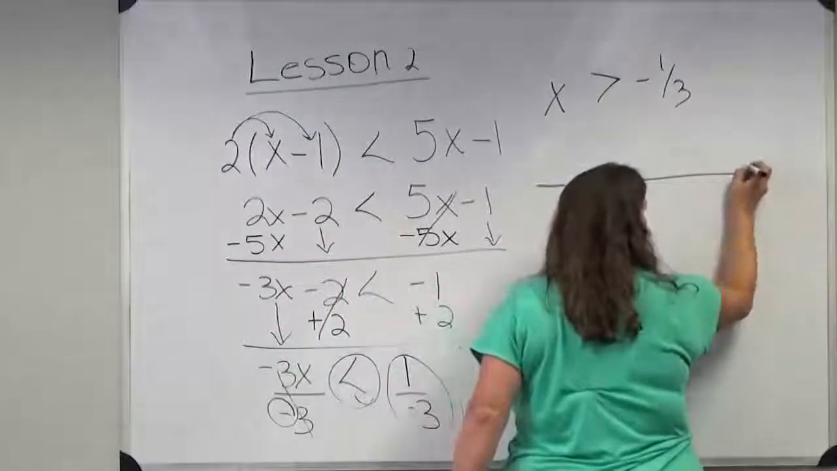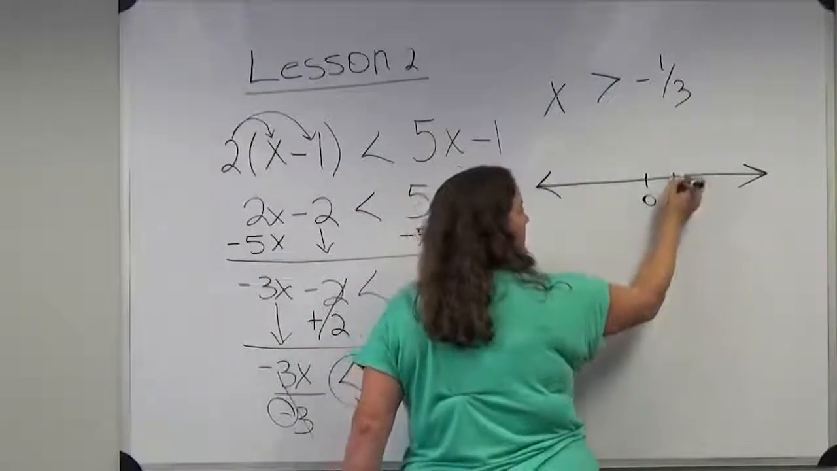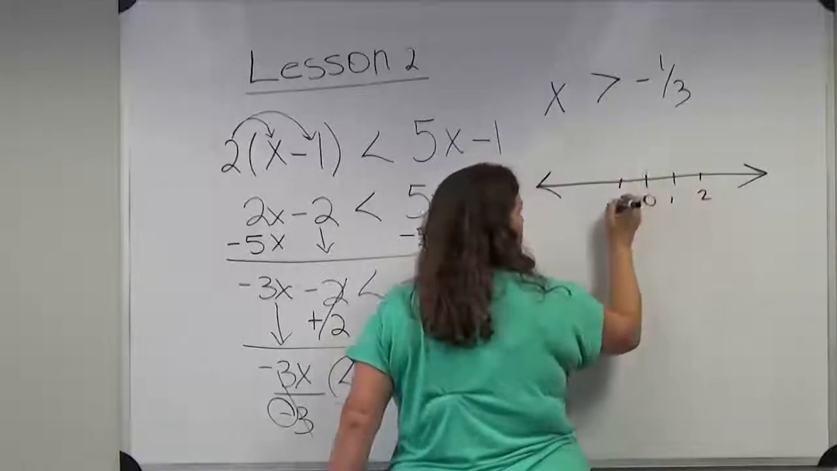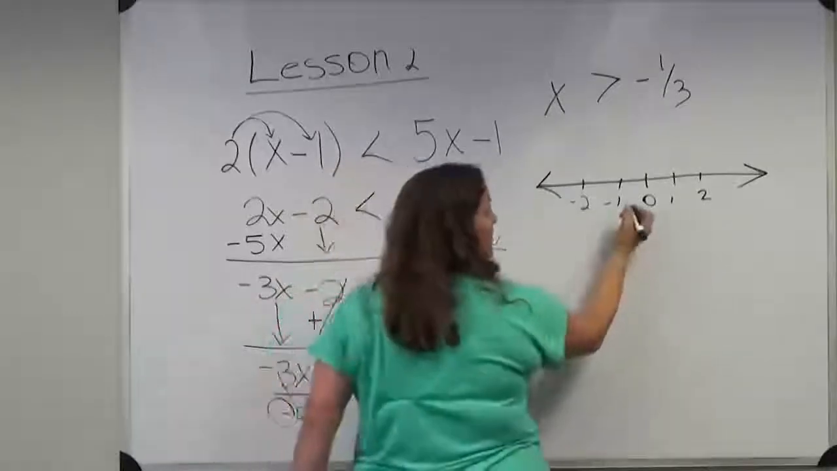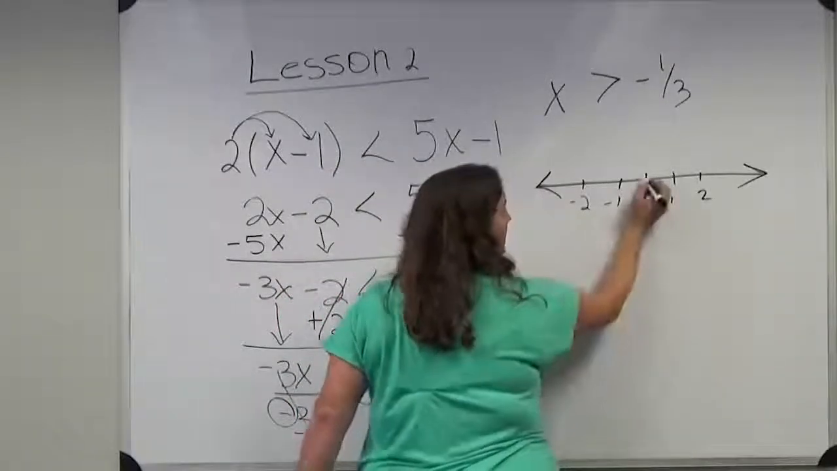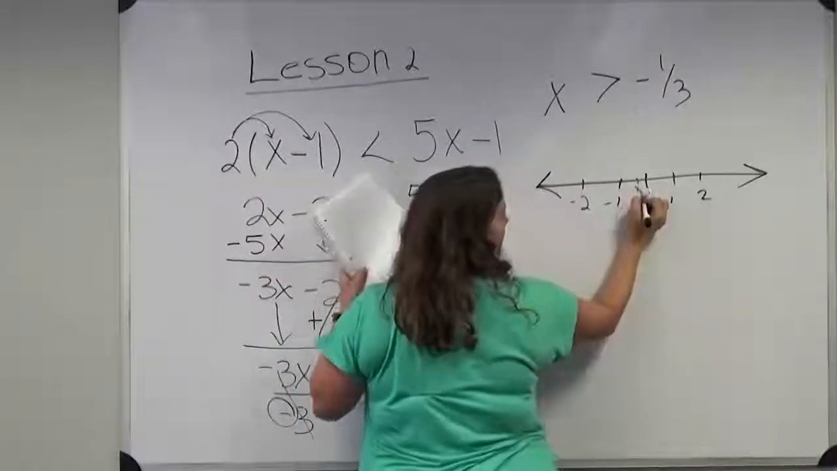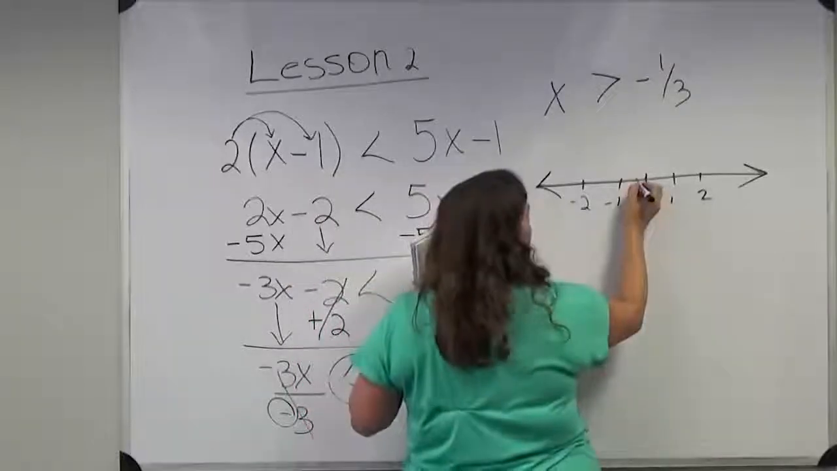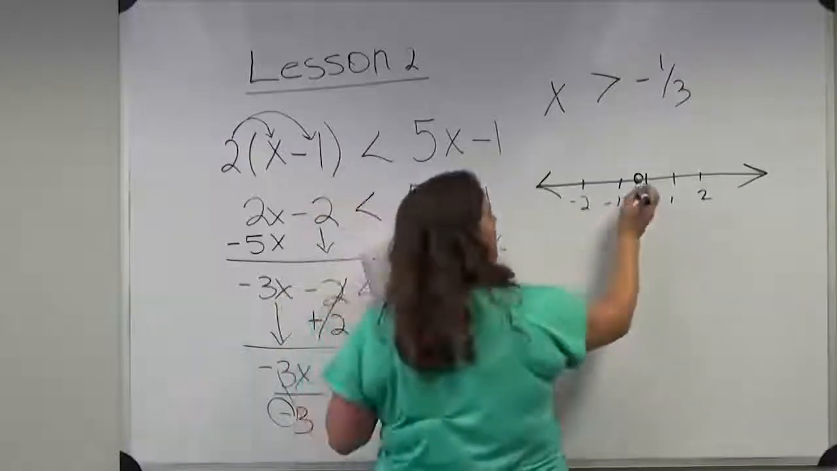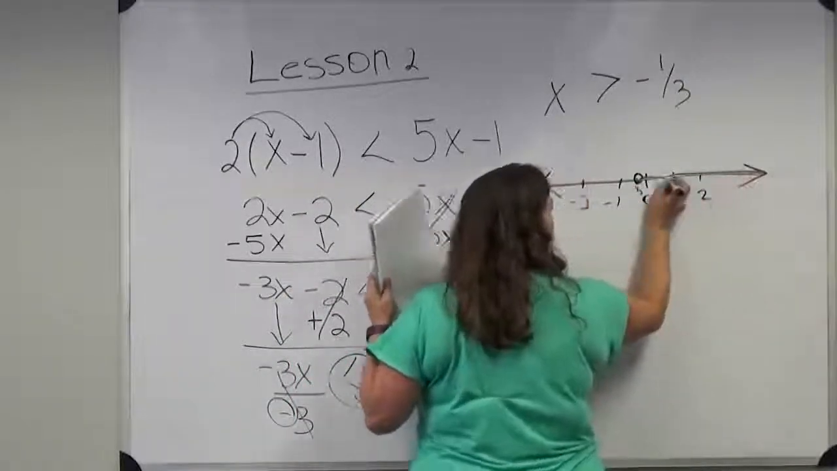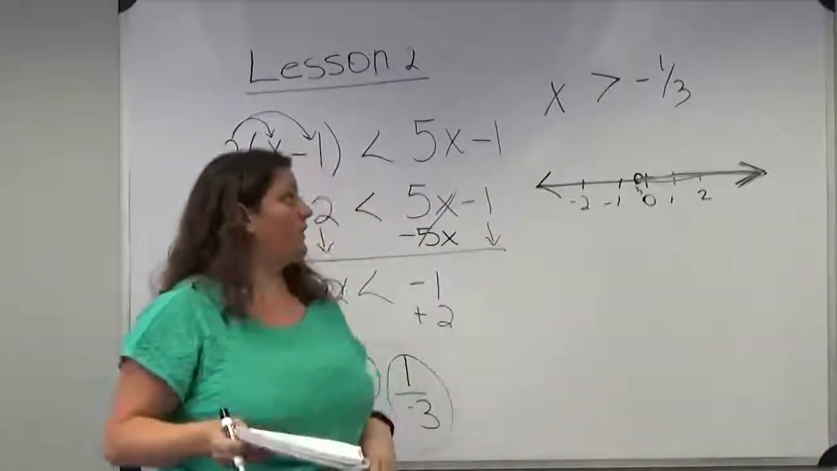So we draw a number line. 0 goes in the middle. 1, 2, negative 1, negative 2. Negative 1/3 is a third of the way between 0 and negative 1. So I'd label that negative 1/3. It's really tiny, sorry. And then you circle that point, and x is greater than negative 1/3. So then you color in the line above negative 1/3.